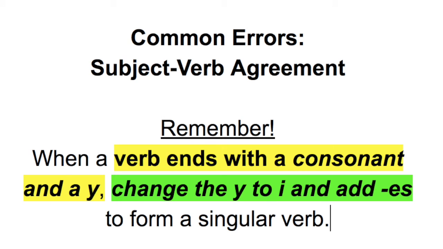All right, and here are just a couple more review rules. One thing you need to remember is when a verb ends with a consonant and then a Y, you have to change the Y to an I and then add ES to form a singular verb. Remember, we talked about how singular verbs are opposite of singular nouns. We don't add S or IES or ES to the end of a singular noun, but we do to the end of a singular verb.